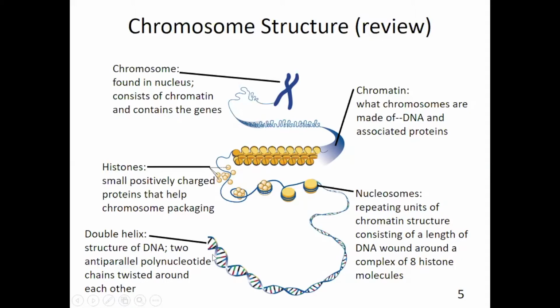The blue ribbon is representing the sugar phosphate backbone. And there are 2 blue ribbons because remember, DNA is double-stranded. There are 2 strands of DNA. Here in the middle are the colorful bars that are representing the nitrogenous bases and how they are hydrogen bonded to one another.